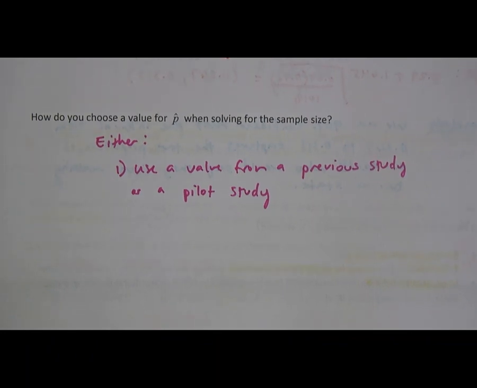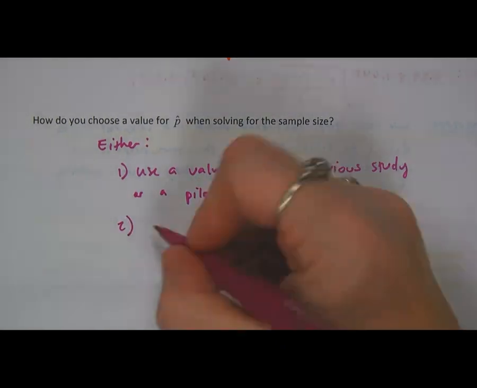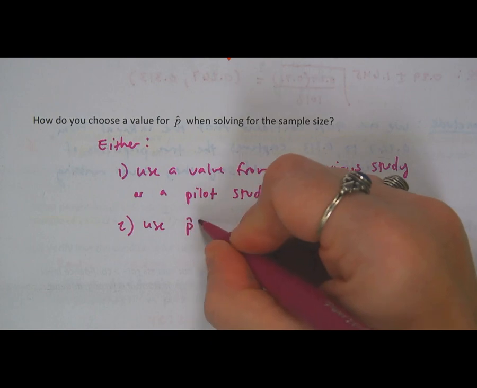It'll say, you know, a pilot study showed that this percentage of students in a sample size of blank had a driver's license. So you could plug that in for p-hat. Or it might say in a previous study it was found that this percentage of students had a driver's license. If it uses that wording, that's the value for p-hat you're going to use. If it doesn't give you anything, like in our problem, you're going to use 0.5.